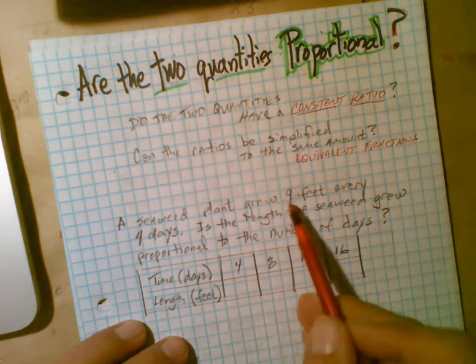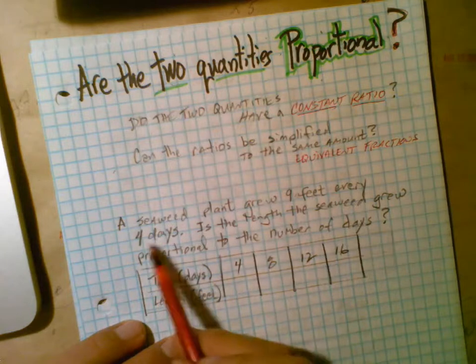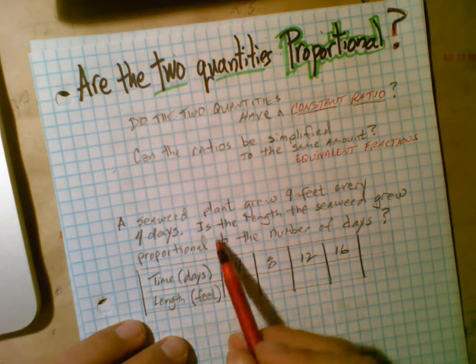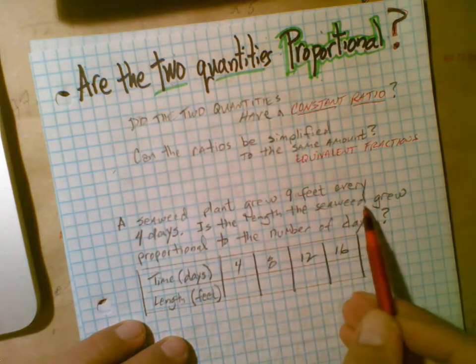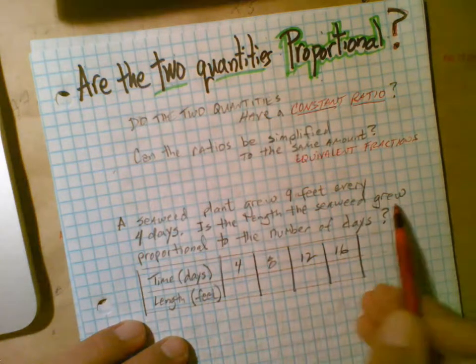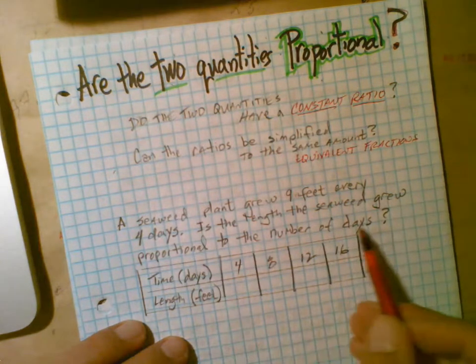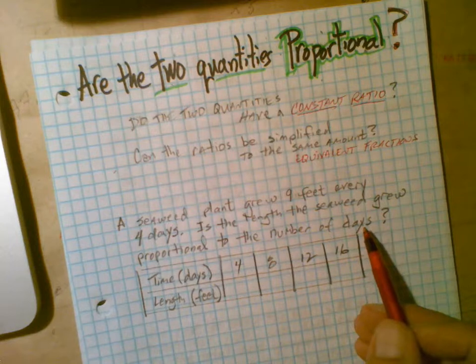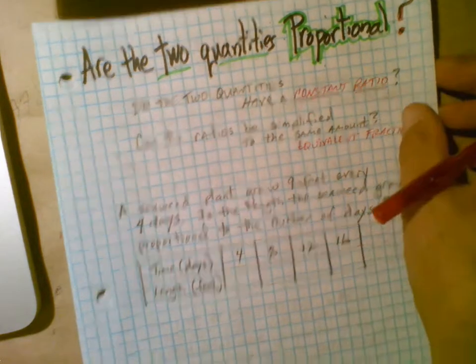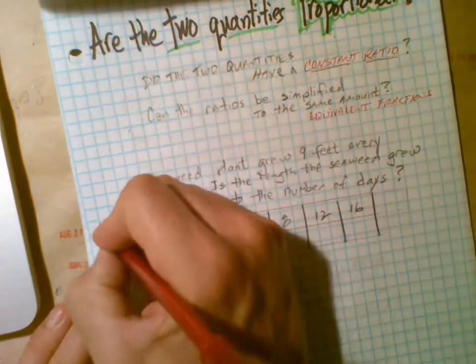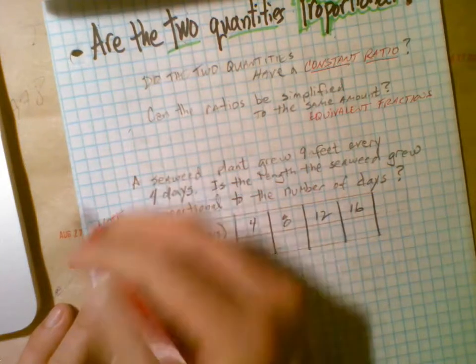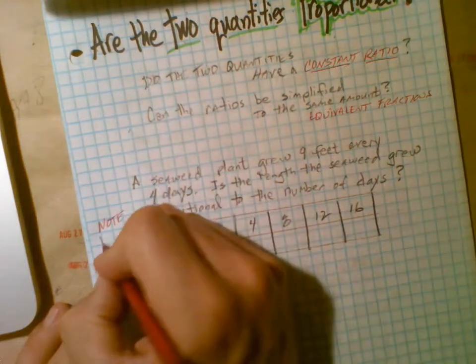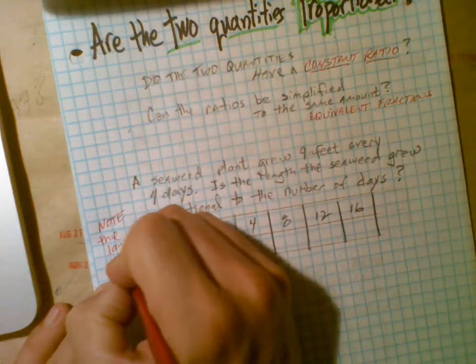A seaweed plant grew 9 feet every 4 days. Is the length the seaweed grew proportional to the number of days? Let's slow down here and pay close attention to the language. We'll write that: note the language, because that's going to help us.